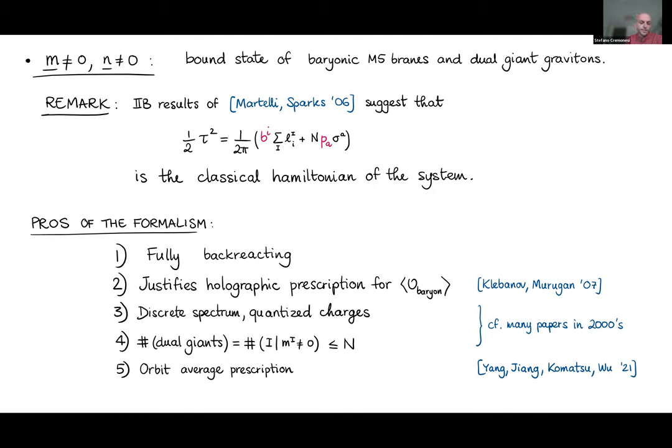And something else that comes automatically is that, back in the day, you had to impose by hand that the number of giant gravitons was less than or equal to the number of M2 branes. That again now comes by construction. And finally, we can also motivate this orbit average prescription of Komatsu and friends, which is more recent. That simply comes from the permutation symmetry, which is a gauge symmetry.